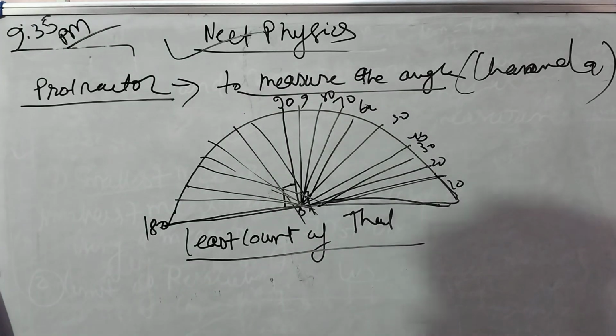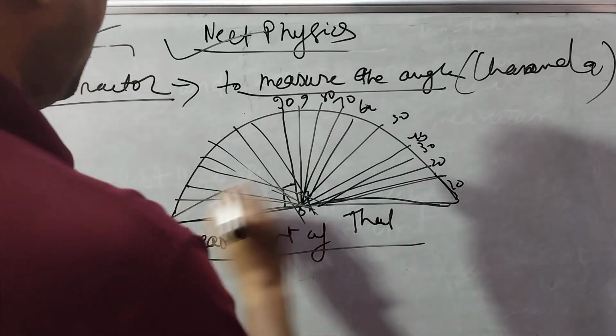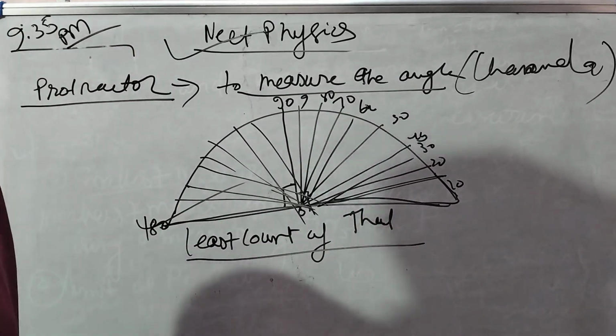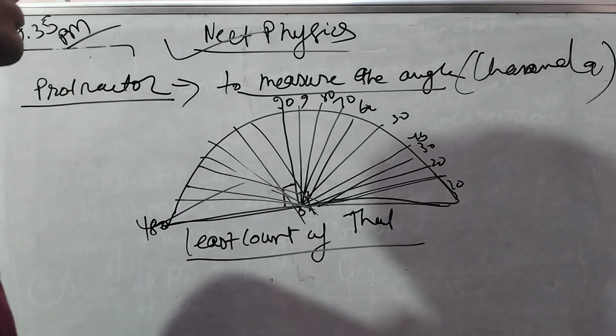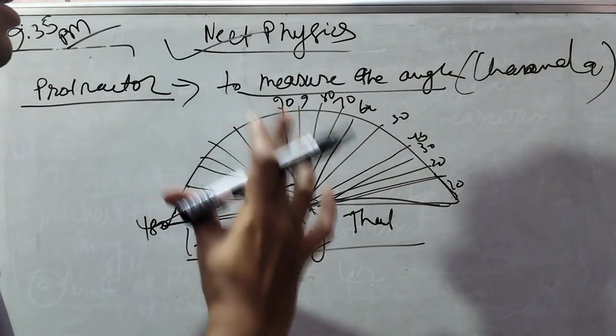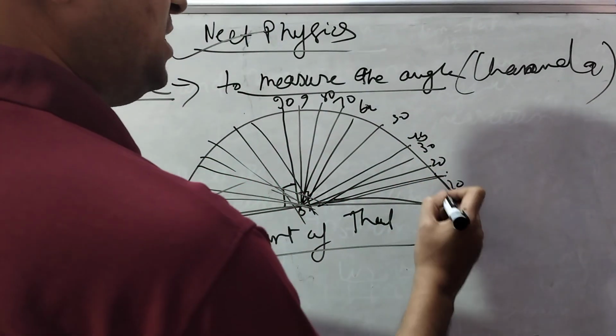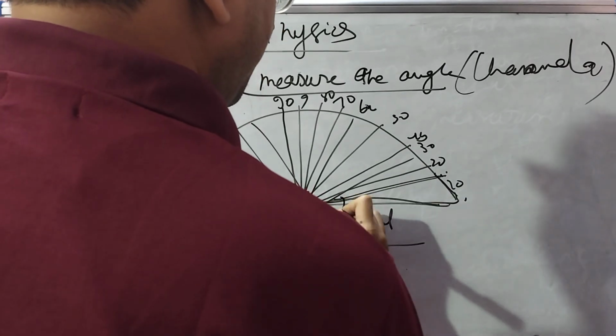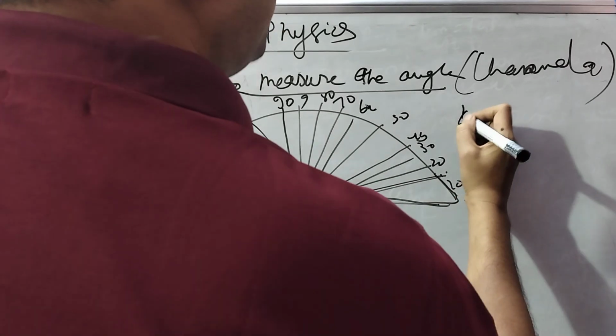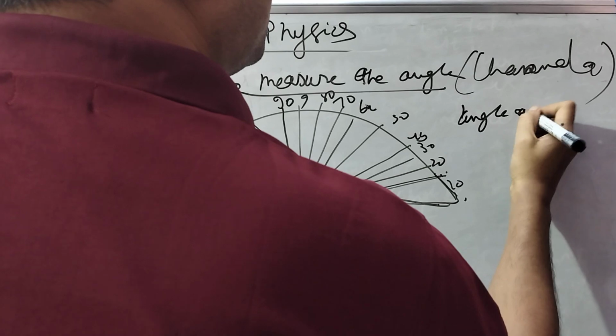Homework for you is the least count of that instrument, the protractor. What is the least count of that instrument? Which minimum angle can be measured? If there are 10 angles, this is 10 degrees. Angles are in degrees.